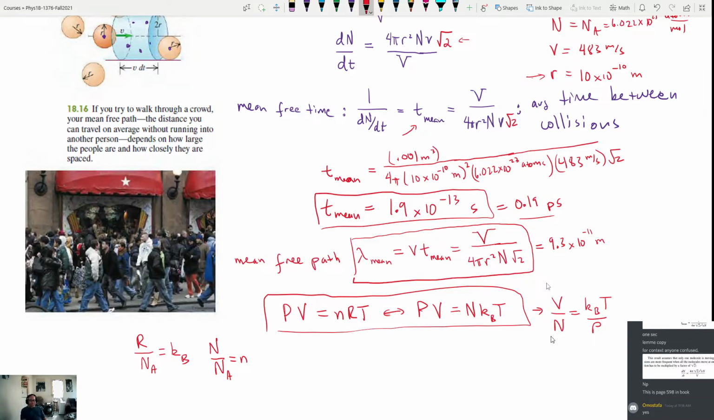Okay, so if volume over N is equal to kB T over P, we can also write the mean free path as the Boltzmann constant times temperature divided by 4 pi r squared, and then we have pressure, so we'll put root 2, and then here's the pressure down here. So this is the other version of the mean free path, which you get by using the Boltzmann constant or the ideal gas law equation. So I guess this would really only work for an ideal gas, basically.